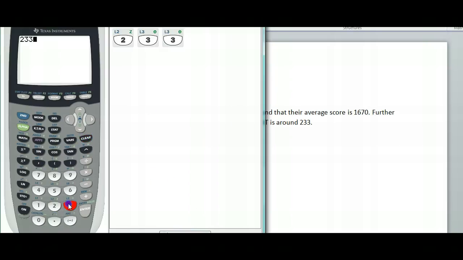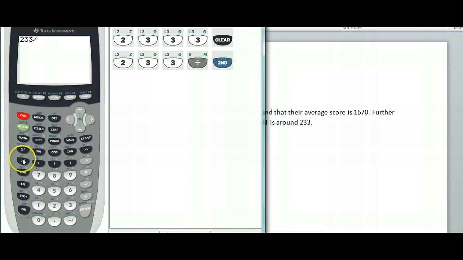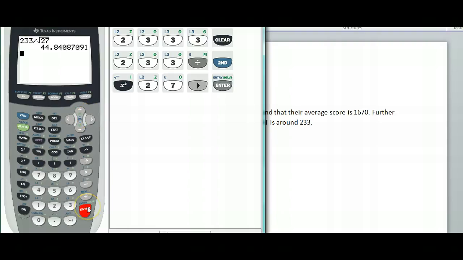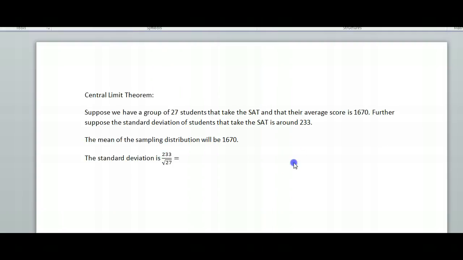233 divided by the square root of the size of the sample, which was 27. So my calculator says that's about 44.8409. And that would be the correct answer for the standard deviation.